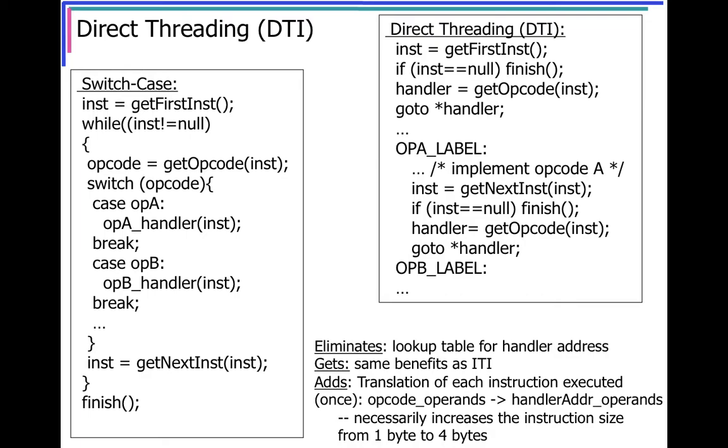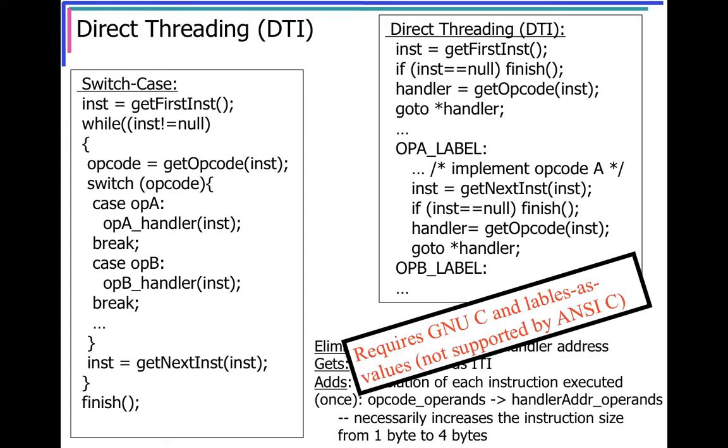What we added, however, is that we have to translate a program when we first read it in, and that can be done pretty quickly. But we're swapping out a 1-byte opcode for a 4-byte address, so the code is going to get bigger. If you want to do this today, you can. You can do it with a CPython interpreter, but you're going to have to compile it with GNU C so that you can use labels as values to do this threading.